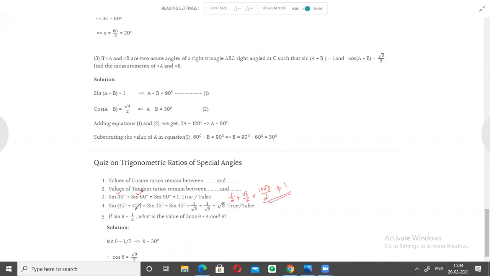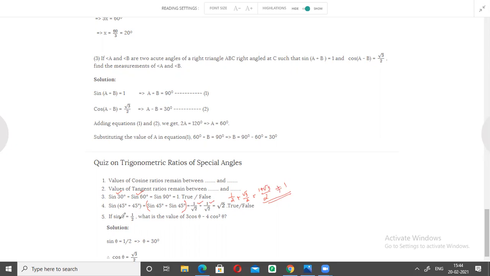Similarly, the next question: sine 45 plus 45 is sine 90, and sine 90 degrees is equal to 1. Whereas sine 45 plus sine 45 is 1 by root 2 plus 1 by root 2, which is 2 by root 2, which is root 2 only. So again, this is also false.